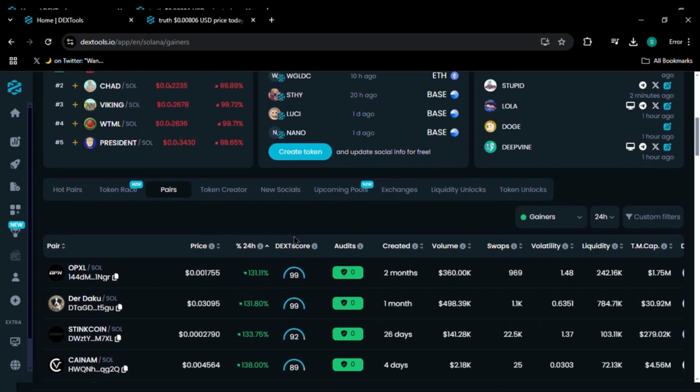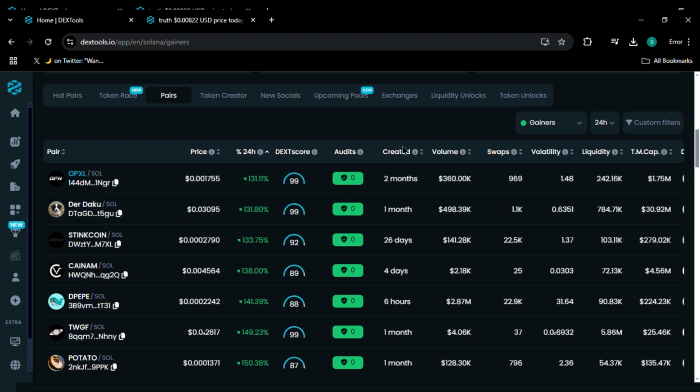And after that, we have audits over here. You can give it a look. And then we have create. This is the time when the meme coin was created. Like you can see, this was created 4 days ago and its Dex score is very good. That means the meme coin is doing really good.